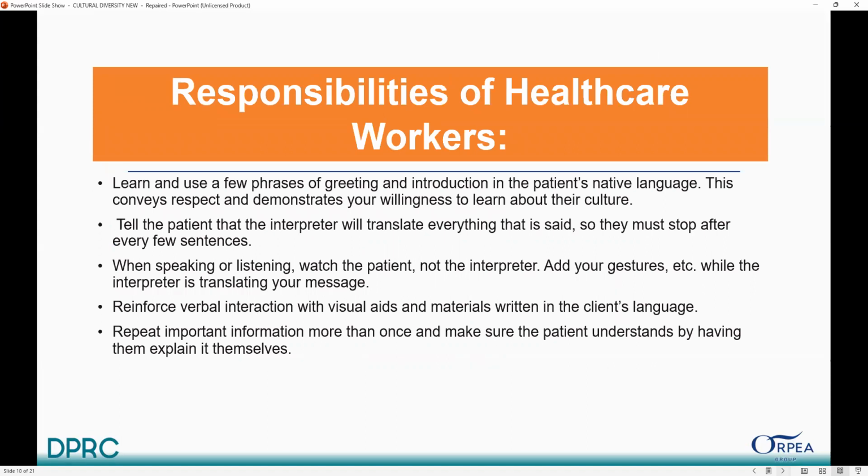Responsibilities of healthcare workers. Learn and use a few phrases of greeting and introductions in the patient's native language. This conveys respect and demonstrates your willingness to learn about their culture. Tell the patient that the interpreter will translate everything that is said, so they must stop after every few sentences. When speaking or listening, watch the patient, note the interpreter, and add your gestures while the interpreter is translating your messages. Reinforce verbal interactions with visual aids and material written in the client's language. Repeat important information more than once and make sure the patient understands by having them explain it themselves.